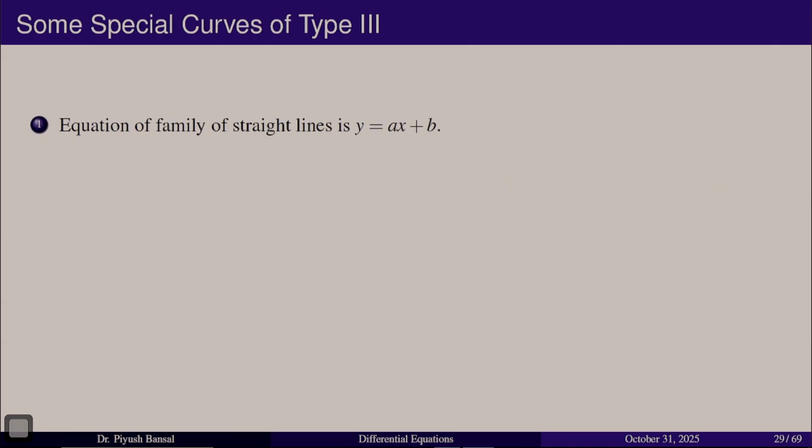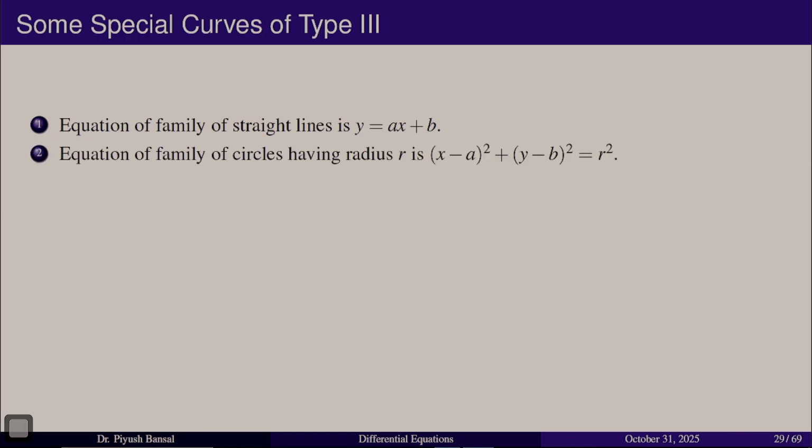So these are some special curves again. The equation of the family of straight lines in general is given as y equal to ax plus b. a is the slope, b is the y intercept, so this is the slope intercept form of the equation of a family of lines. Then the family of circles having fixed radius r and arbitrary center (a, b) is given by the curve (x minus a) whole square plus (y minus b) whole square equal to r square.